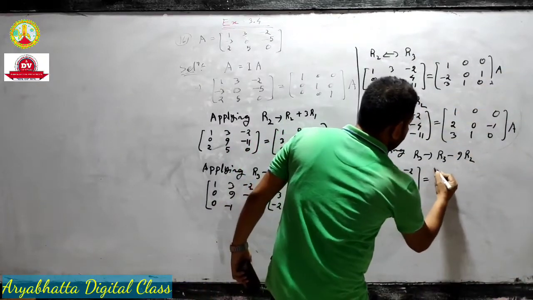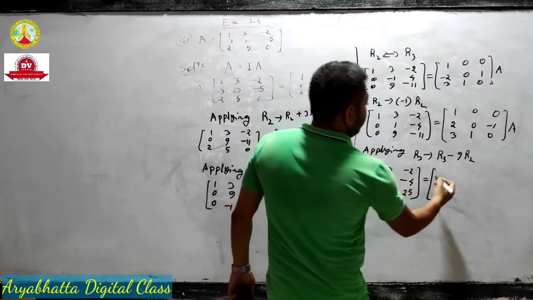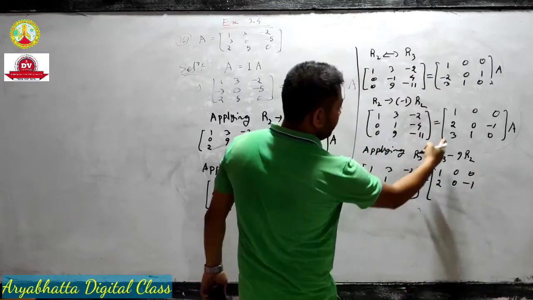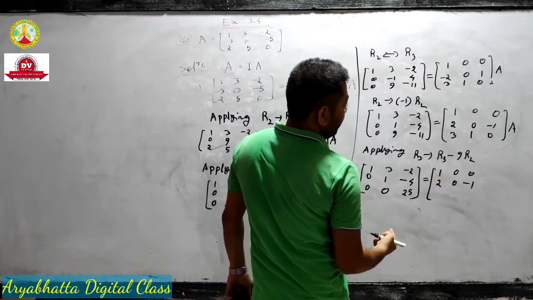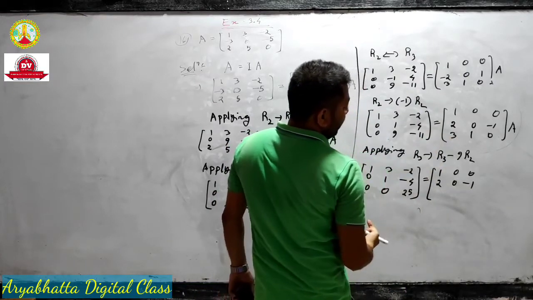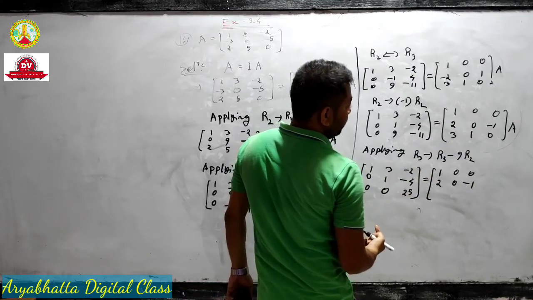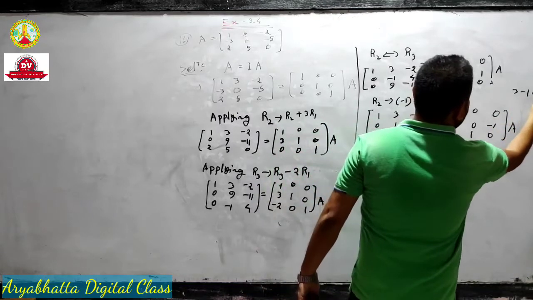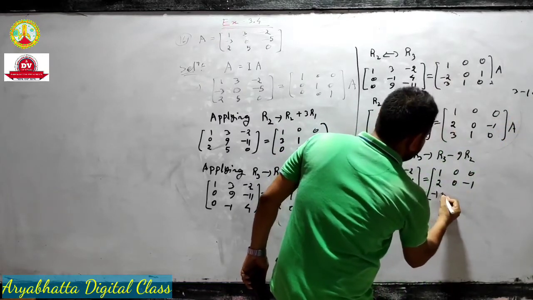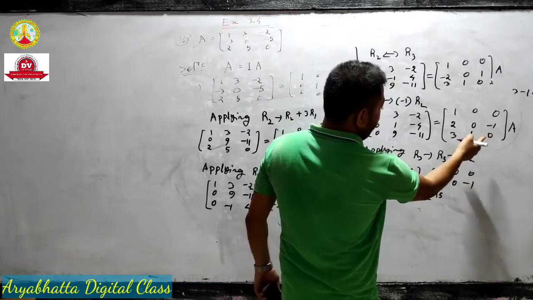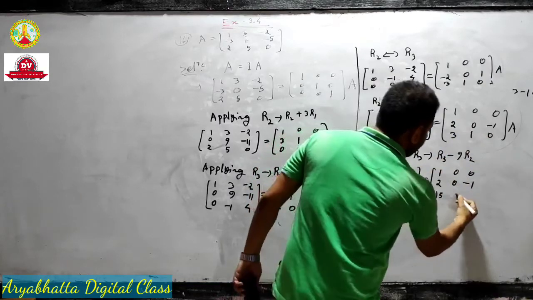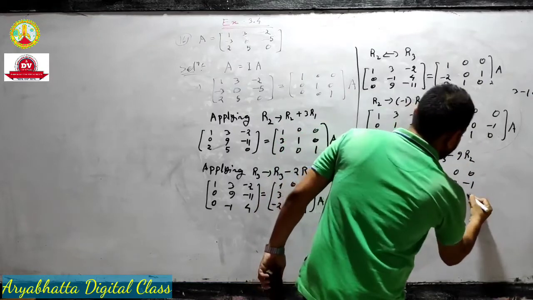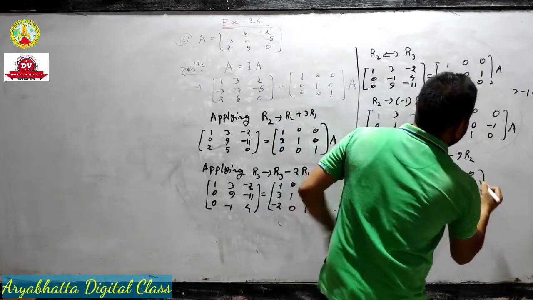Next 1 0 0, 2 0 minus 1, and 3, R3 minus 2 into 9 into R2, 3 minus 18, 3 minus 9 into 2, 18, equal to minus 15. For these elements 1 minus 9 into 0, 1, 0 minus 9 into minus 1 plus 9 into A.